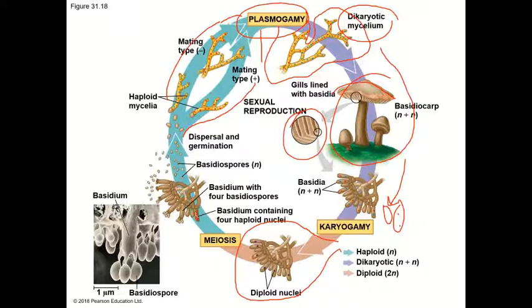After that, meiosis will happen, producing haploid spores attached to the basidium. As you can see in this picture, we have the basidium, and here the haploid spores, which can then detach and fall and land on favorable surfaces, and then grow into mycelia again. Then there will be a positive and a negative mating type, and they will fuse again in plasmogamy, and the cycle repeats itself.